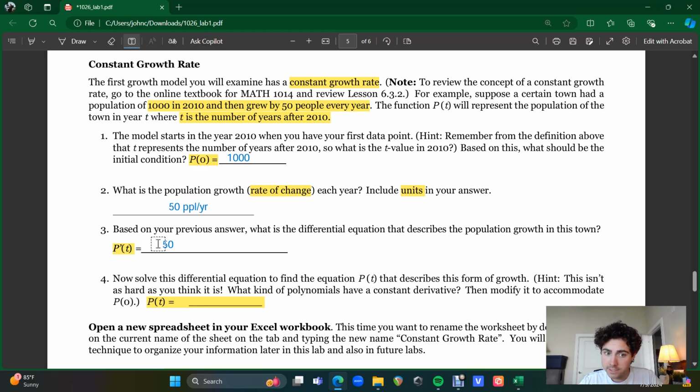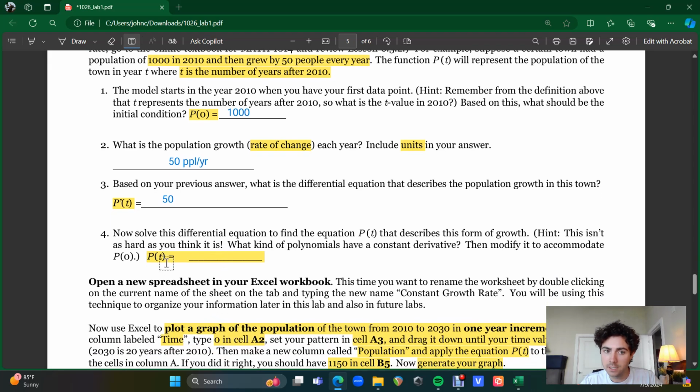So if p prime is equal to 50, now they're asking us to basically find the antiderivative and find p of t. Now, this is easier said than done. They say, what kind of polynomials have a constant derivative? What they're trying to say is, think of a function for which if you take its derivative, you just get 50. Well, that is just going to be 50t. And then plus the initial condition, p of 0 equals 1,000, that's basically going to be our y-intercept, right?